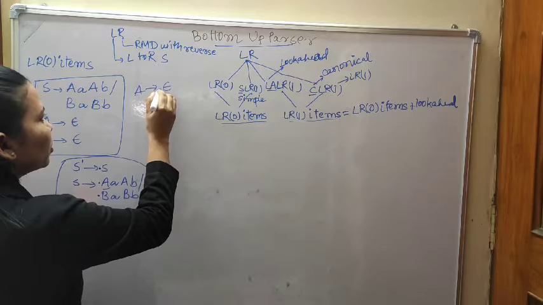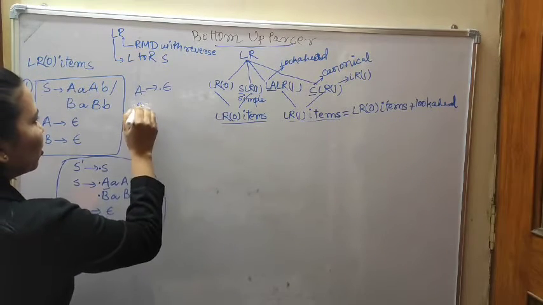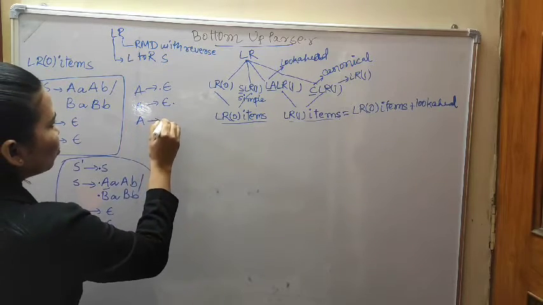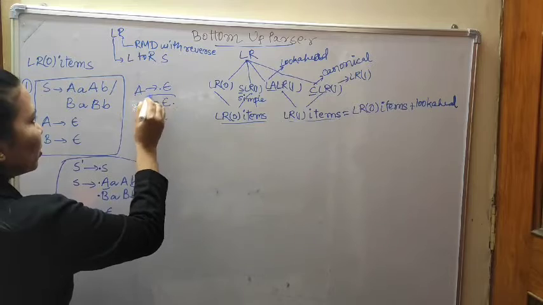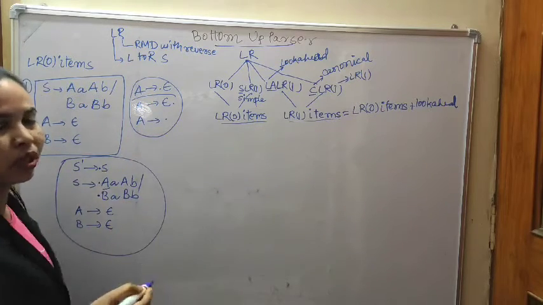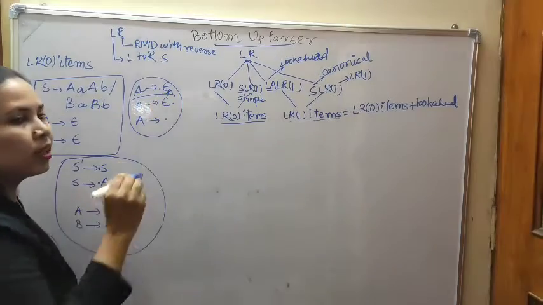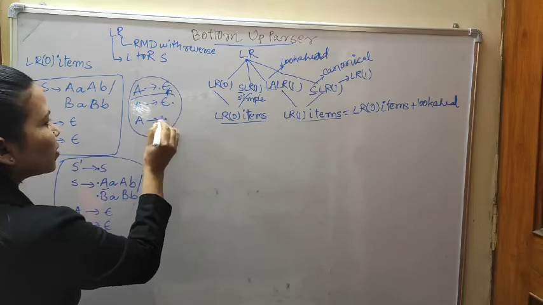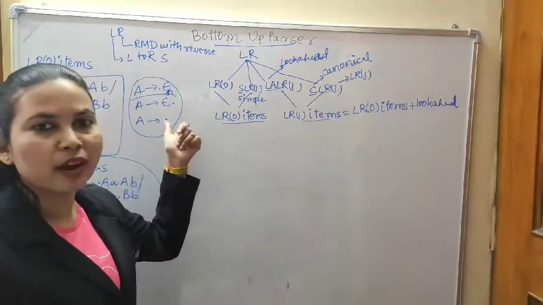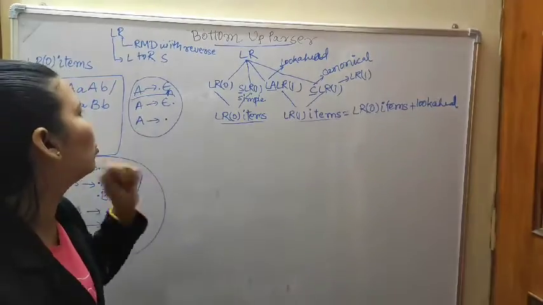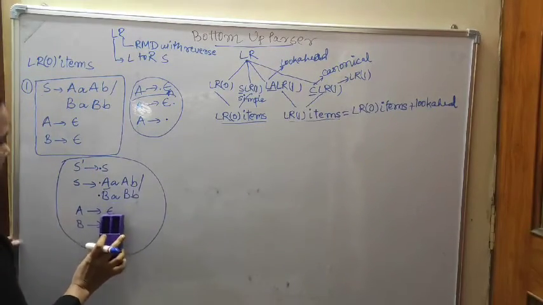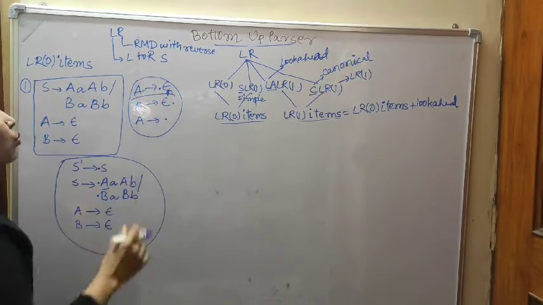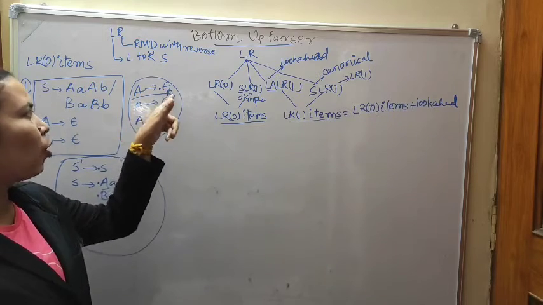A2 epsilon dot, or A2 epsilon dot, or A2 dot, these three are the same. Epsilon means what? It is the null entry. So because of the null entry we can write simply dot. That means it is terminated, it is the final item. Okay, A2 dot. So we will not write epsilon here, because before the epsilon if you put a dot, that means now not reading.